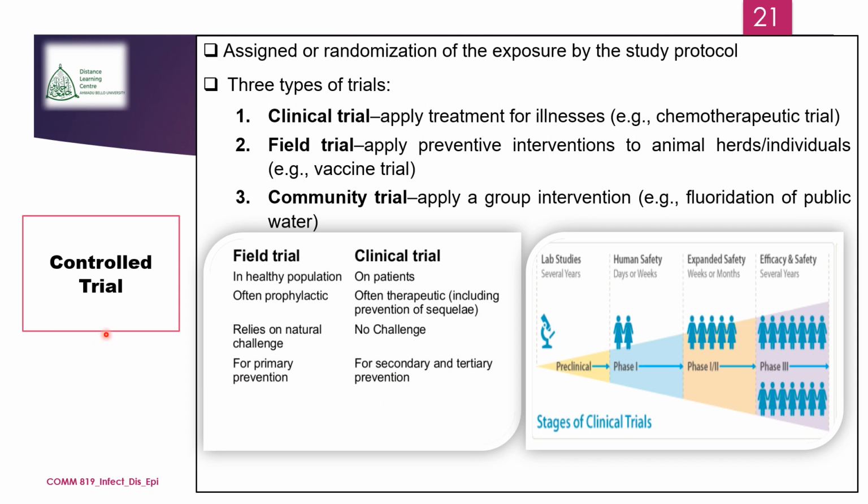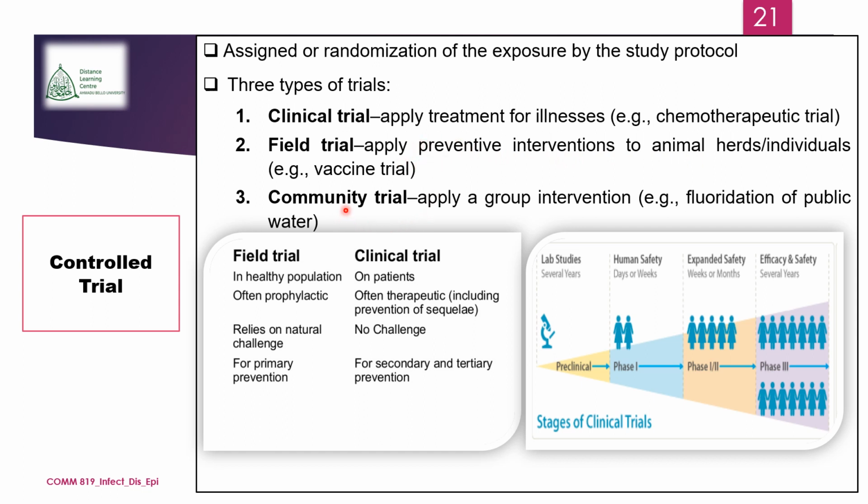Then the final or last of the experimental analytical study research is the controlled trial. For the controlled trial, there is assignment or randomization of the exposure by the study protocol. Mostly these are of 3 types. We have the clinical trial, which applies to treatment for illnesses, e.g. chemotherapeutic trial. Okay, then we have the field trial, which applies to preventive intervention to maybe individuals, for example a vaccine trial.